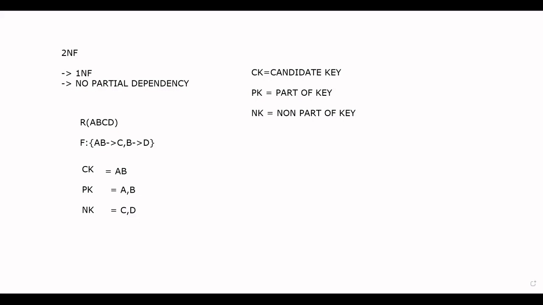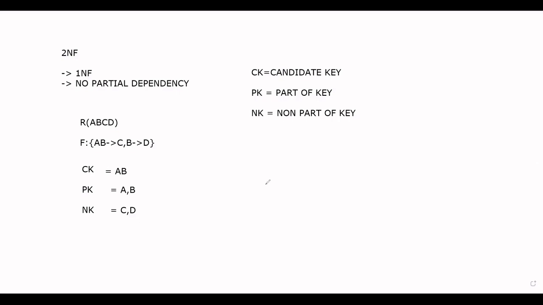Ma'am, the last line I am not able to get. See, if the left side is a candidate key, it is directly in BCNF. Okay. So BCNF, that is, it will be in 2NF for sure. 3NF also. So if the left side is a candidate key, don't check. It is directly in BCNF.